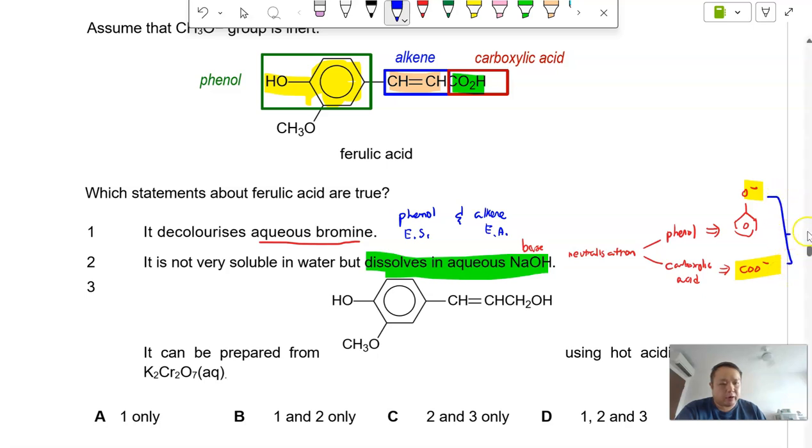Alright, so this allows for ion-dipole interaction, and this will therefore allow it to be more soluble in an aqueous medium. And that's why, although it's not very soluble in water because you can only form hydrogen bonds, once it reacts with NaOH, it forms ionic compounds, phenoxide and carboxylate, and as a result, it allows for the formation of stronger ion-dipole interactions with water molecules, and that's why it dissolves better in NaOH.